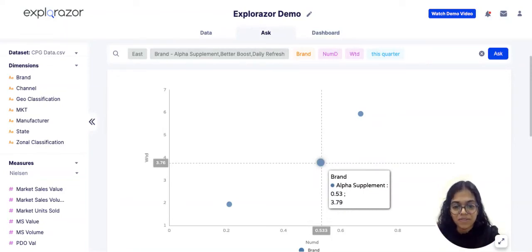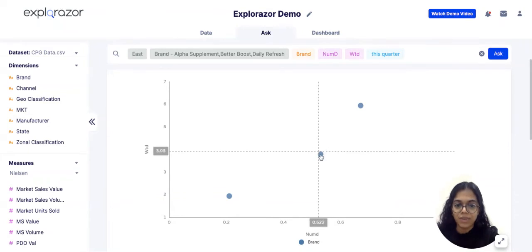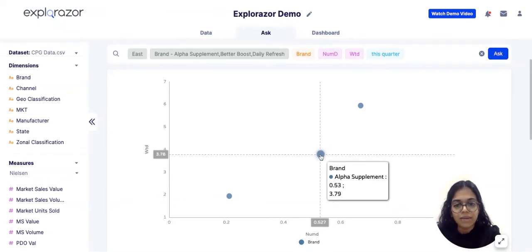So this gives me the information that my numeric distribution is all right, but my weighted distribution could be much better. So this gives me a takeaway here that in the East zone, I actually need to work upon my weighted distribution, and that can help in improving my market sales and then correspondingly my market share, but specifically for the East zone. So similarly, I can go and diagnose other metrics, other zones, other brands. All of it can be done on the Explorazor platform.